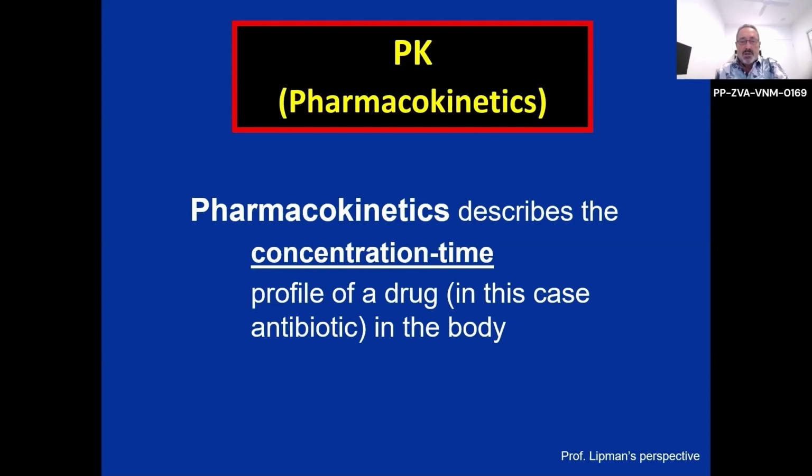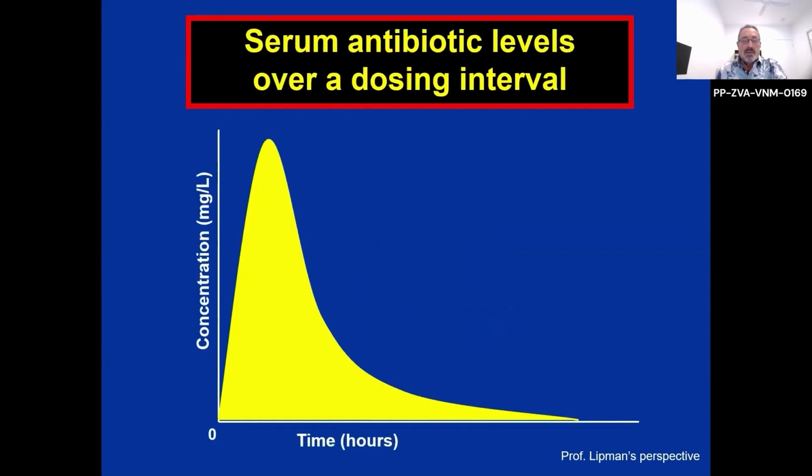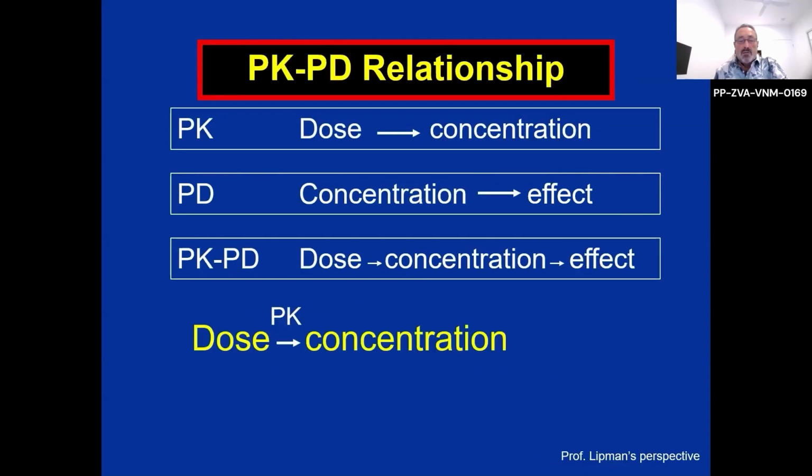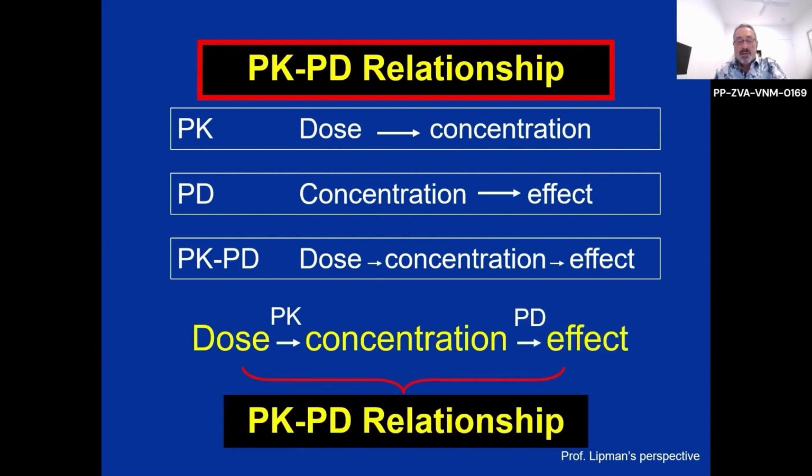Pharmacokinetics describes the concentration time profile of a drug, in this case antibiotics. If I give you a drug, there'll be a rise in concentration up to a peak, and then a fall off depending on volume of distribution, clearances, etc. Pharmacodynamics, though, correlates that yellow curve, the concentration of the antibiotic, with its ability to kill or inhibit the target pathogen. So dose concentration is pharmacokinetics, concentration effect is pharmacodynamics, and the PK/PD relationship is dose effect.